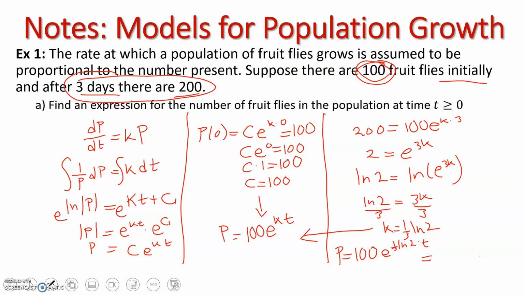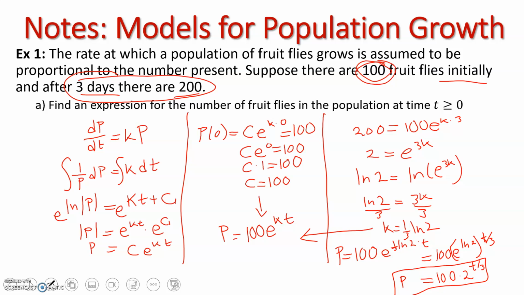Now note e and ln cancel, so I'm going to regroup this. So we get 100 e to the ln 2, and then we still have this t and 1/3. Note the e and ln are going to cancel, leaving us with 100 times 2 to the power of t over 3. And there's our population function.